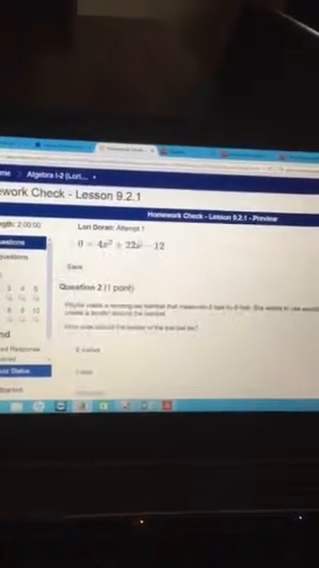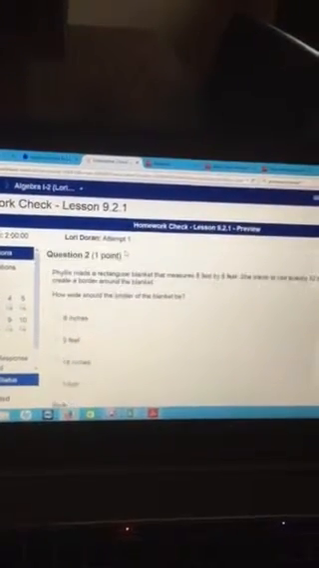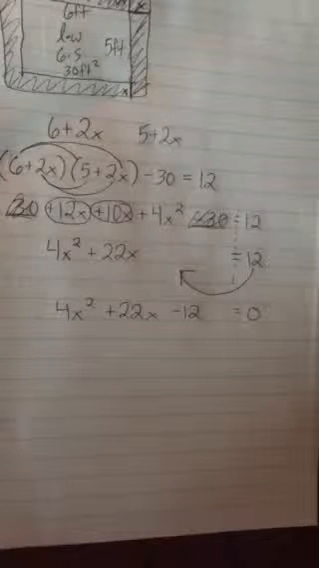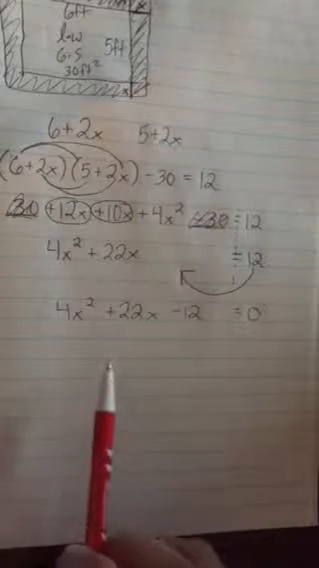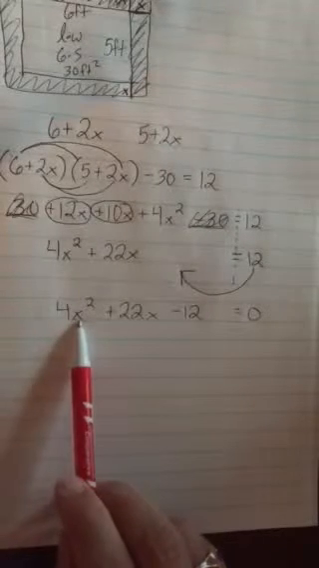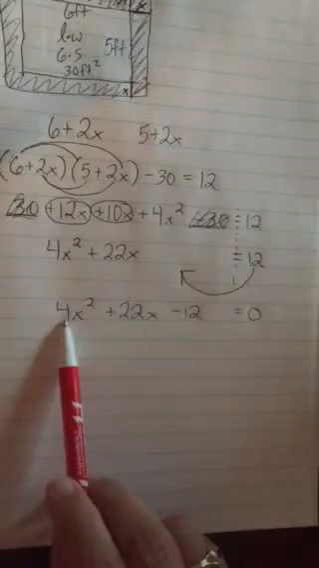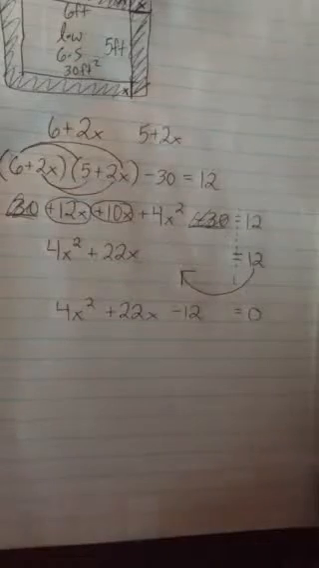All right, now for question number 2, it is going to ask you to solve this problem. They want to know how wide the border of the blanket should be. In other words, they want to know what is x. So going back to this equation, you need to solve it. From 9.1, you should have learned that there are two different ways to solve a quadratic equation. The first way is the factor method. The factor method can only be used if x squared is by itself and does not have a coefficient. Since x squared has a coefficient, we have to go to plan B, and plan B is to use the quadratic formula.